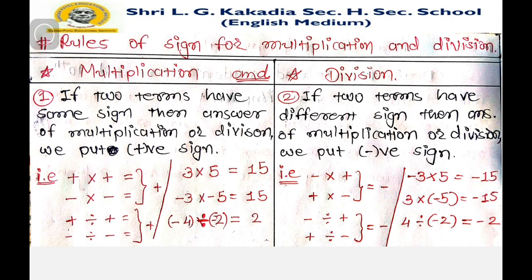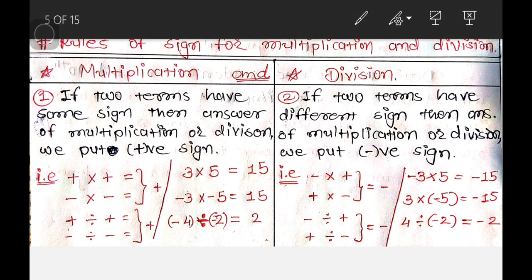Now, another rule of sign for multiplication and division. Here for multiplication and division, there are two rules that you have to follow. First one is, if two terms have the same sign, then for the answer of multiplication or division we put a positive sign.